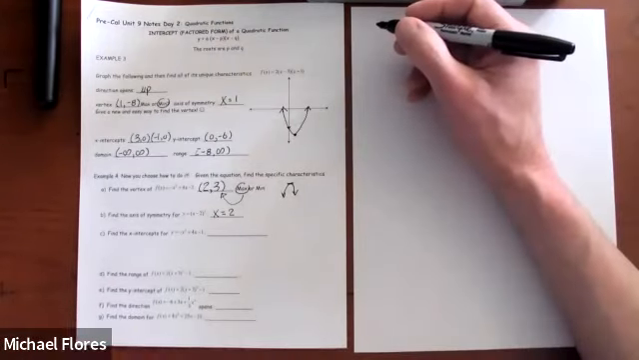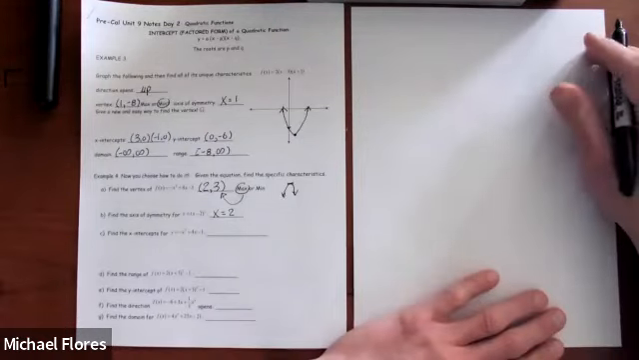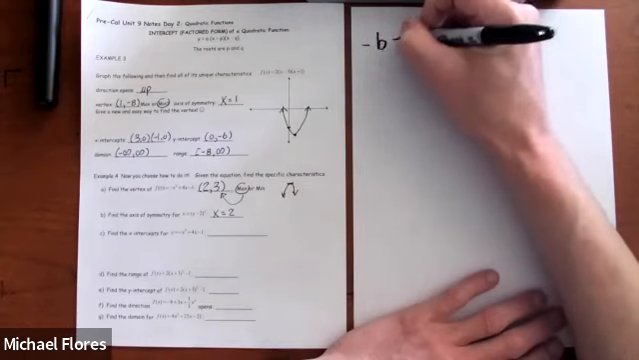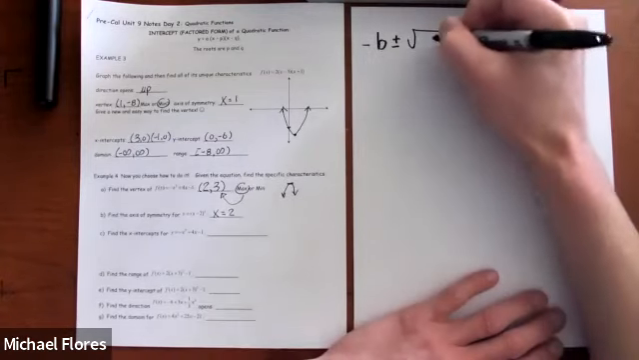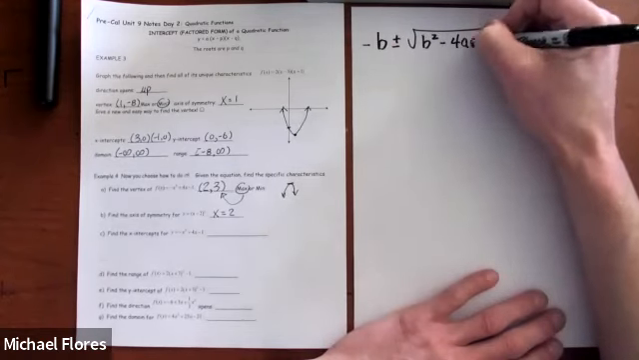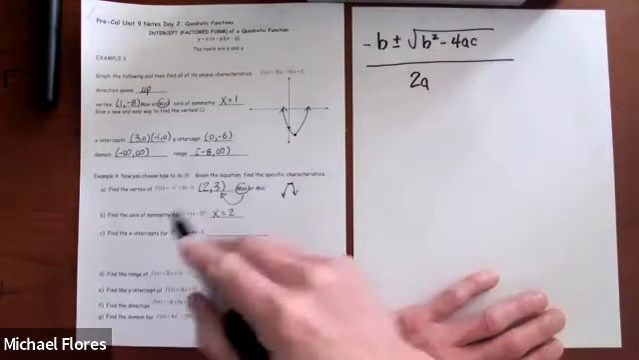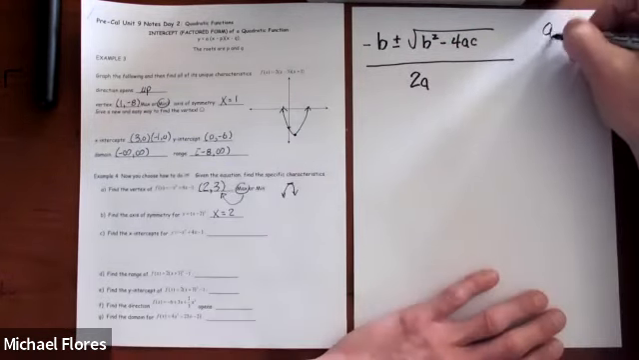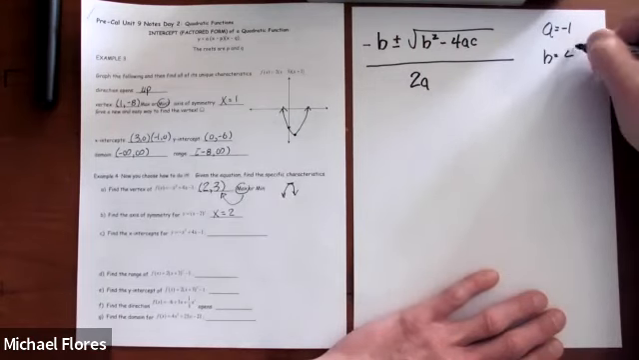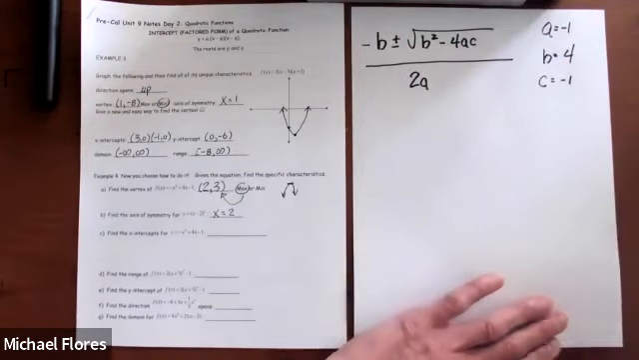Find the x-intercepts for this one here. Well, you can always check to see if you could factor. In this case, this one won't factor. So we're going to have to use the quadratic equation, which I will write down again for you here in case you forgot. Okay, our a value is going to be negative 1. Our b value is 4. Our c value is also negative 1.